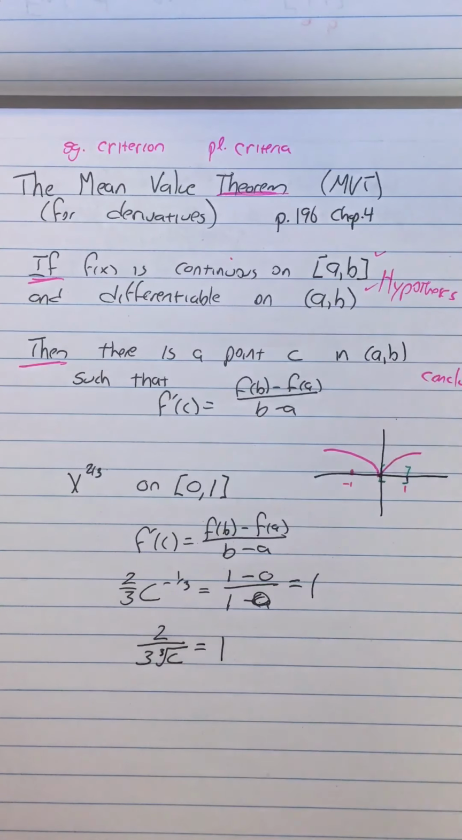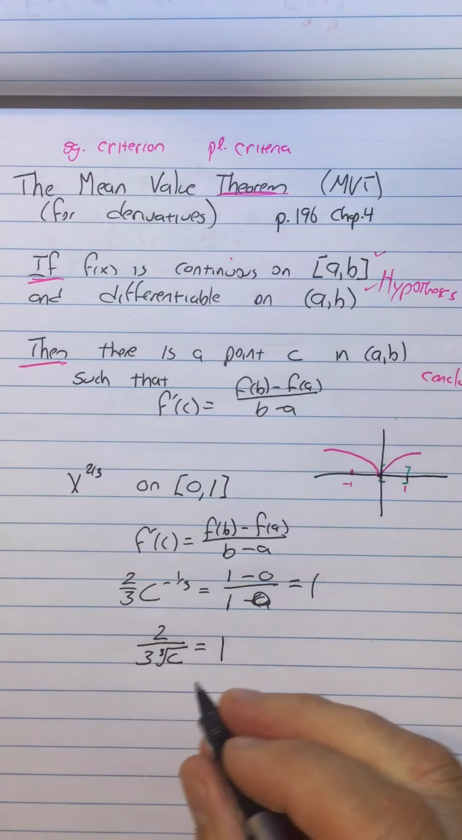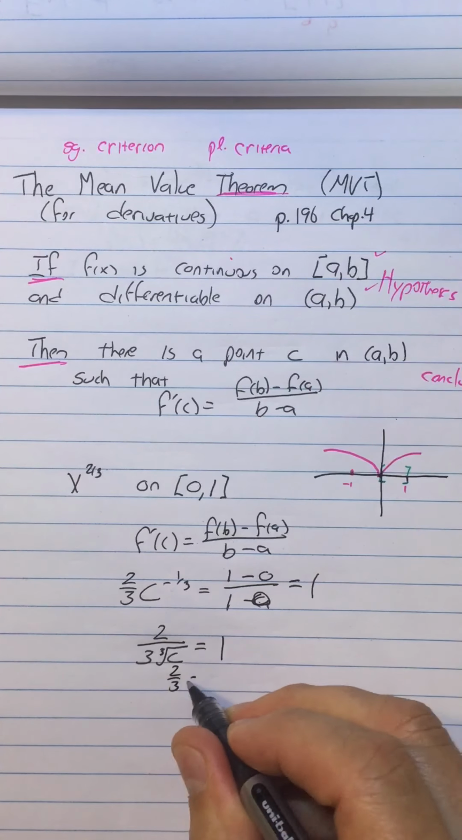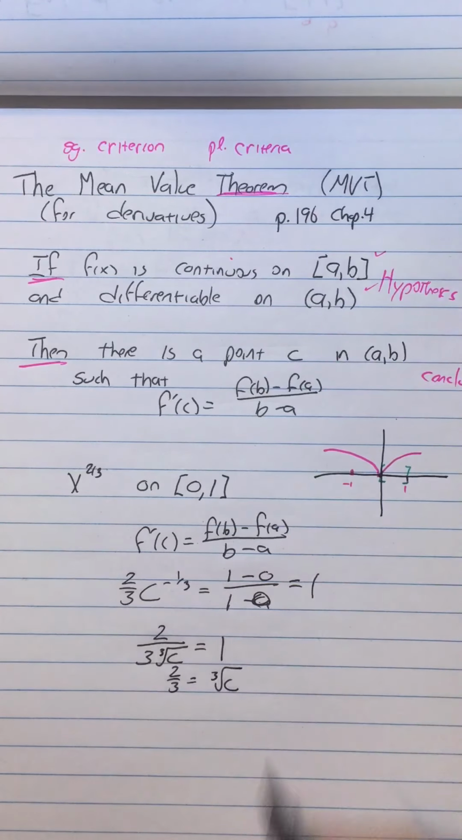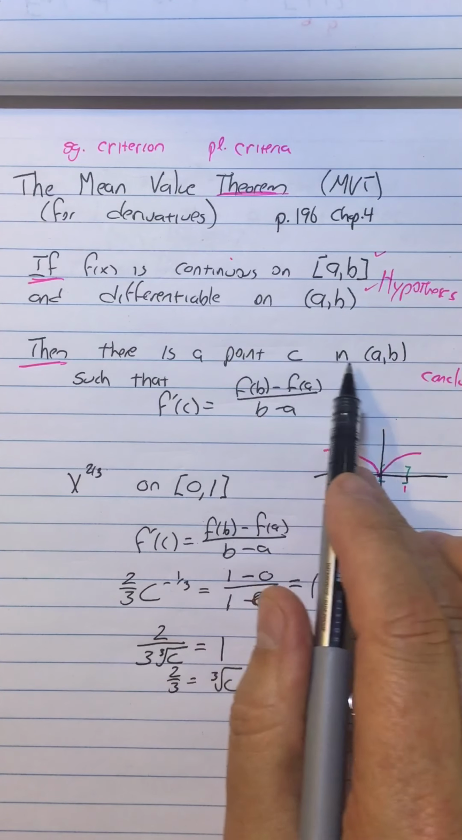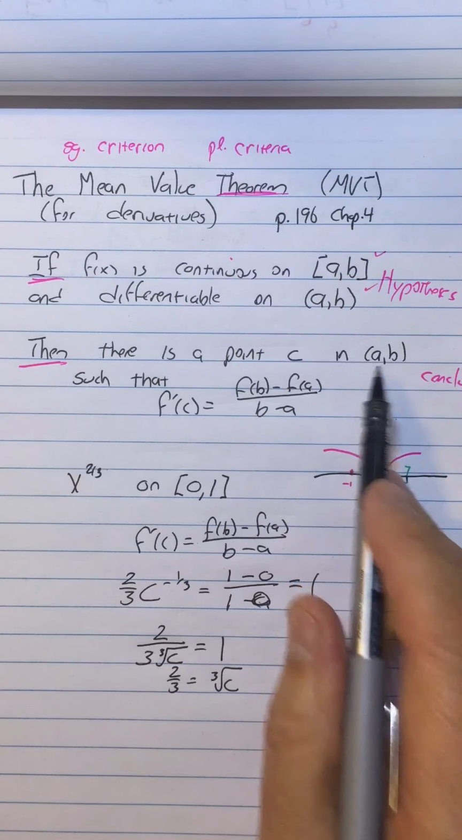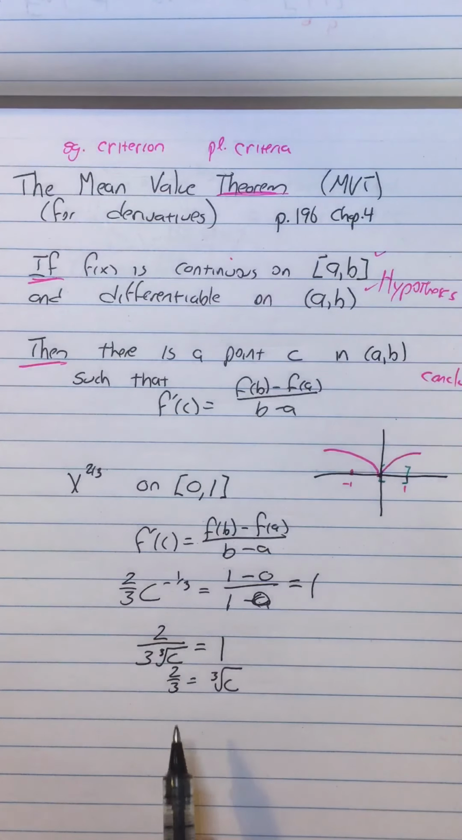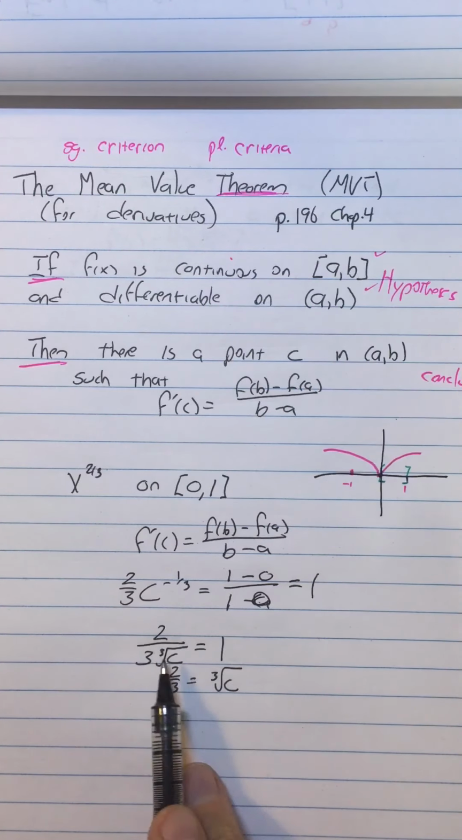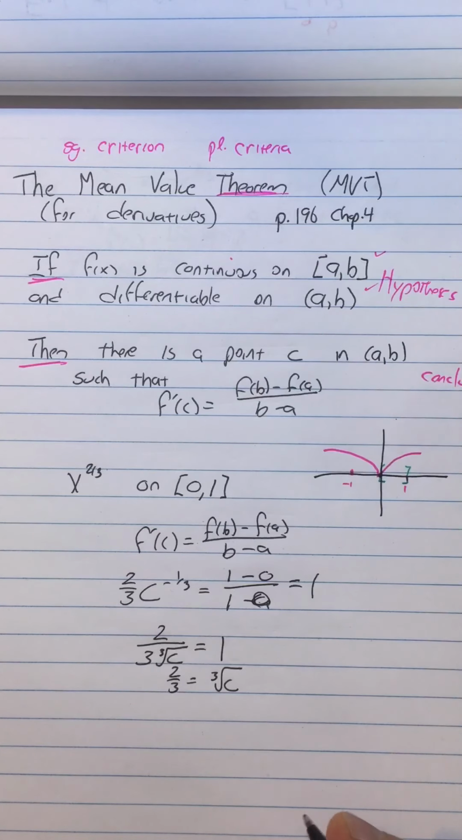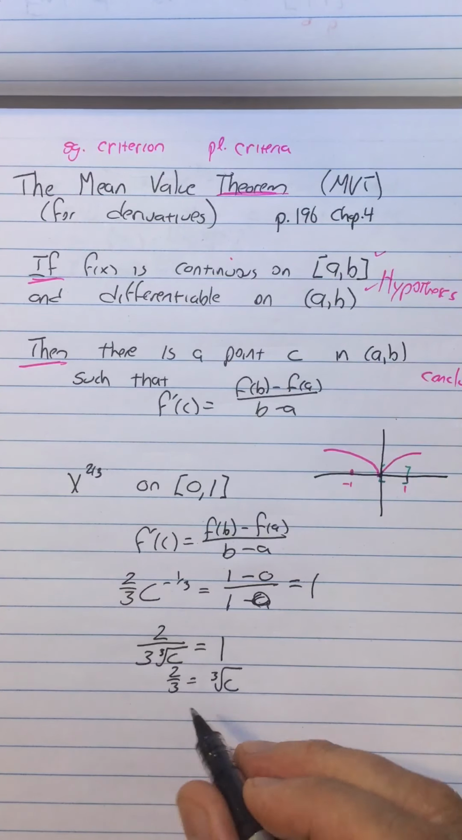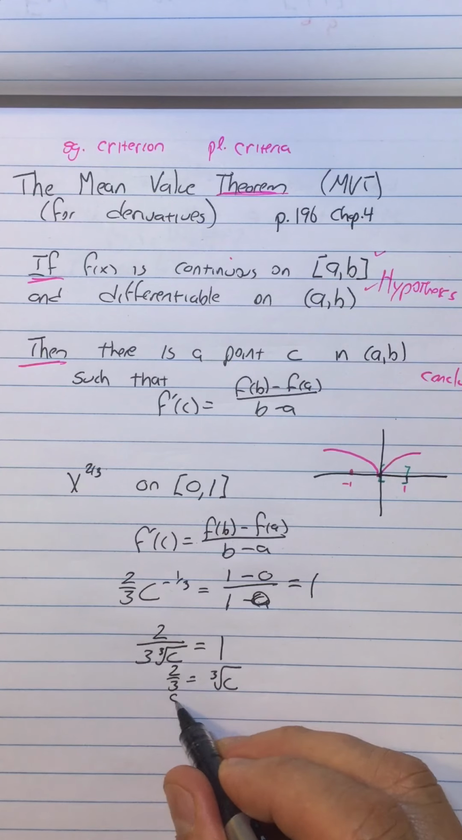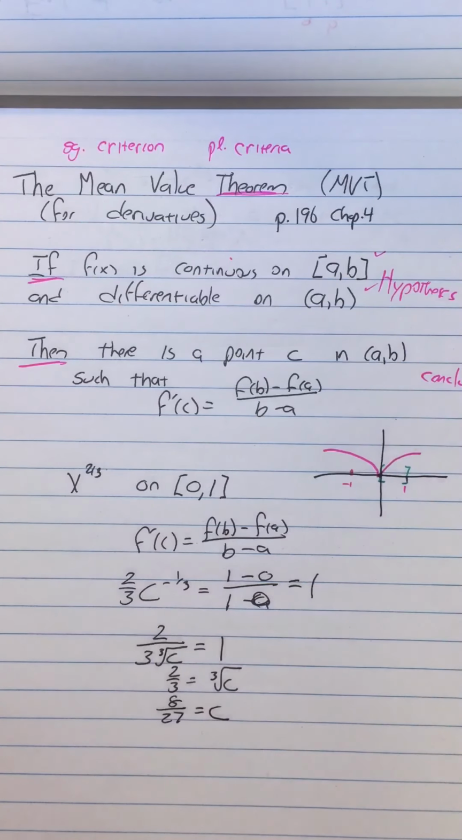So how are you going to solve this? We could get, for example, 2/3 equals cube root of c by multiplying both sides by cube root of c. That's assuming, by the way, that c is not 0. And here's how I know that c is not 0: because the point c is in the open interval (a, b), it can't be equal to the endpoint, which is 0. Therefore, I can multiply both sides of the equation by cube root of c. So if 2/3 is the cube root of c, then I can cube both sides and find out that 8/27 is equal to c.